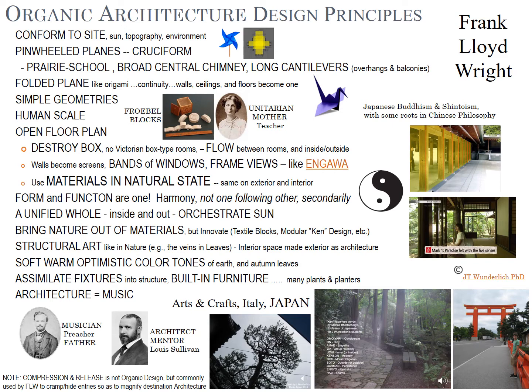And so he's implementing that in a time where Victorian is very common, and the Victorian is a compartmentalized box-type rooms, and so he's destroying the box and then creating a flow between rooms, inside and outside. And now walls become screens, band of windows, framing views like the Engawa, which is essentially a covered porch, but it's an integral part of the Japanese design, bringing inside out and outside in, flow between the spaces.